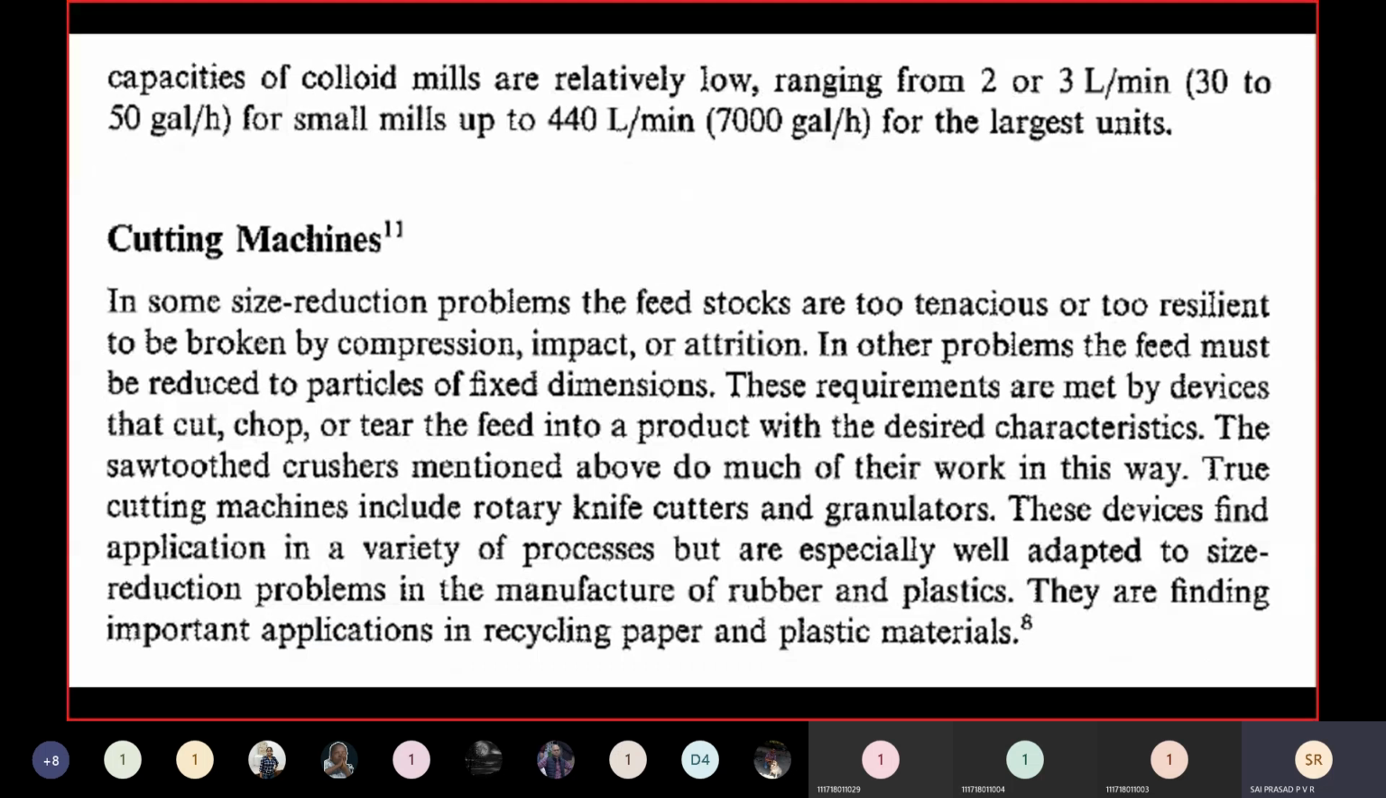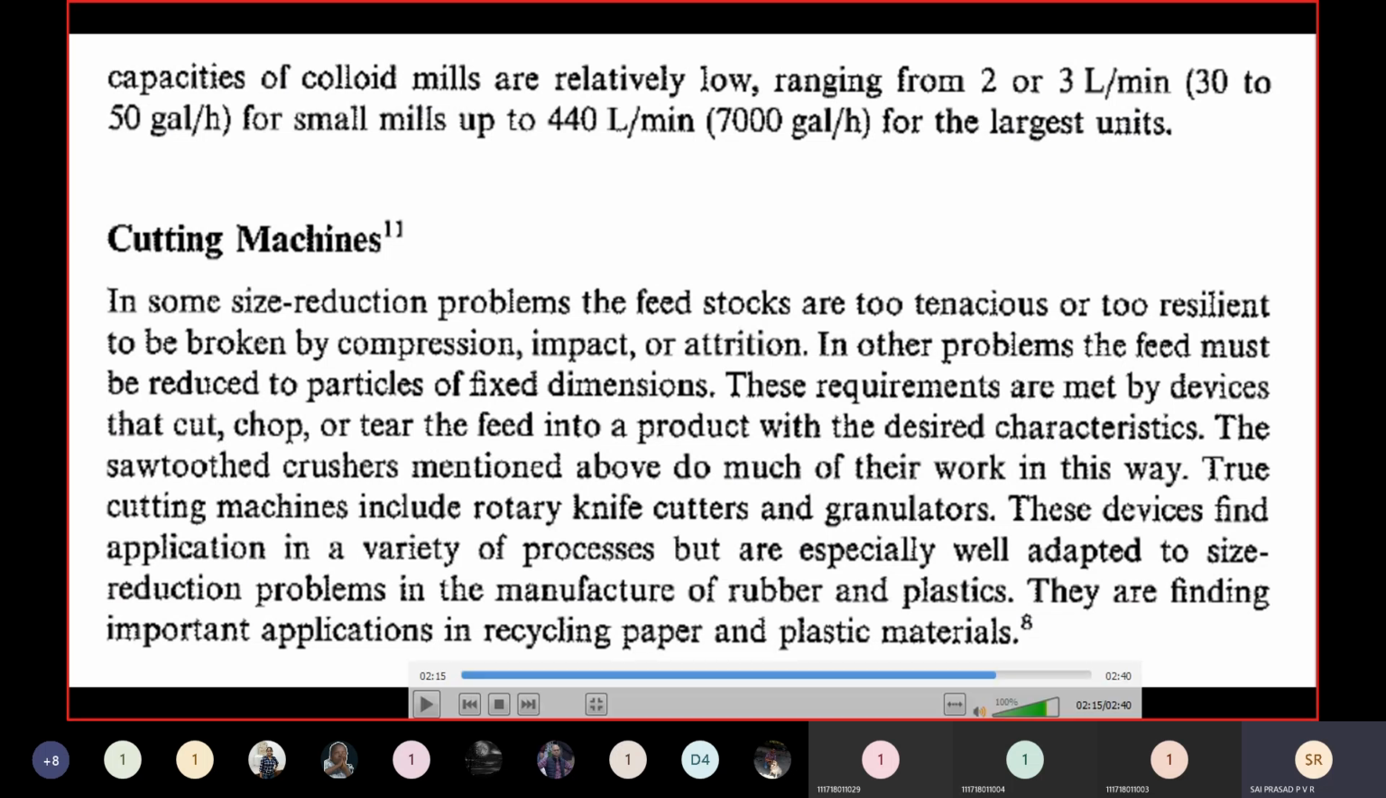The capacities of colloid mills are relatively low, ranging from 2 to 3 liters per minute, because of only one thing: the gap is only 25 micrometers, a very small size, and we have to apply high pressures to pump it. Hence the capacity is very low. For small mills it is low, and up to 440 liters per minute for the large unit. So this is the variation between a small unit and a large unit.